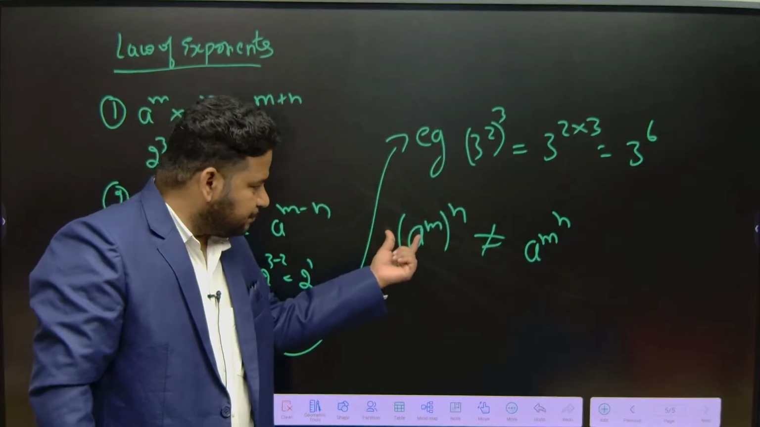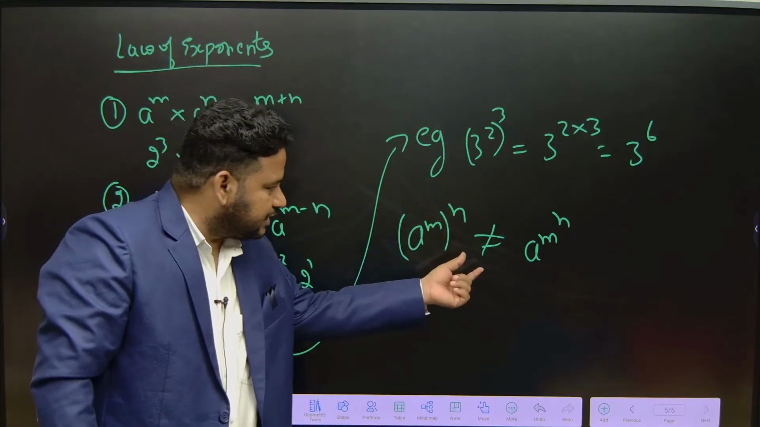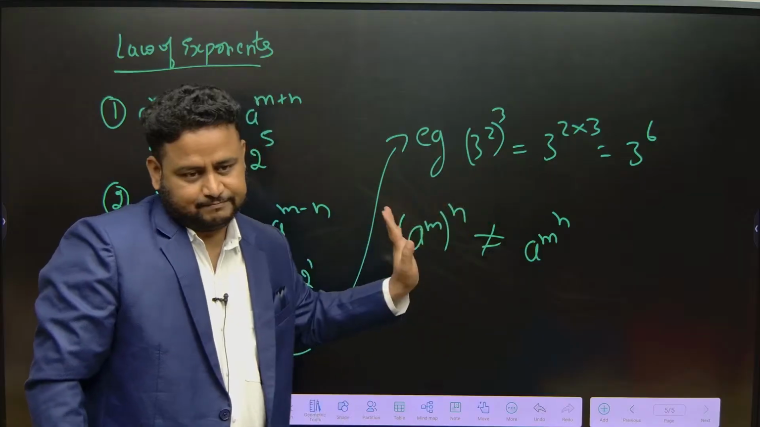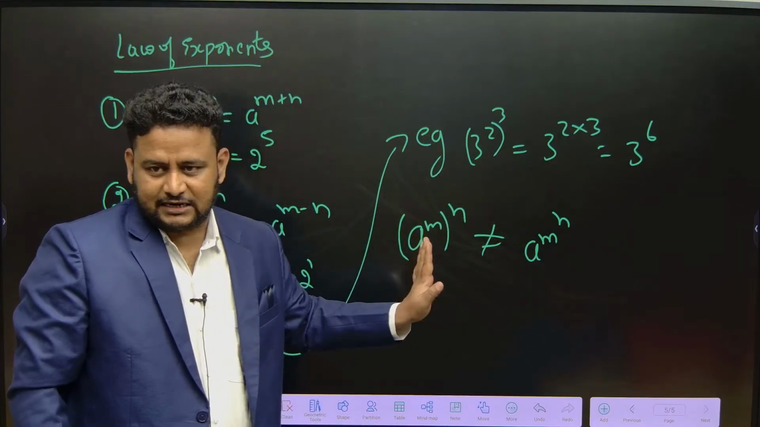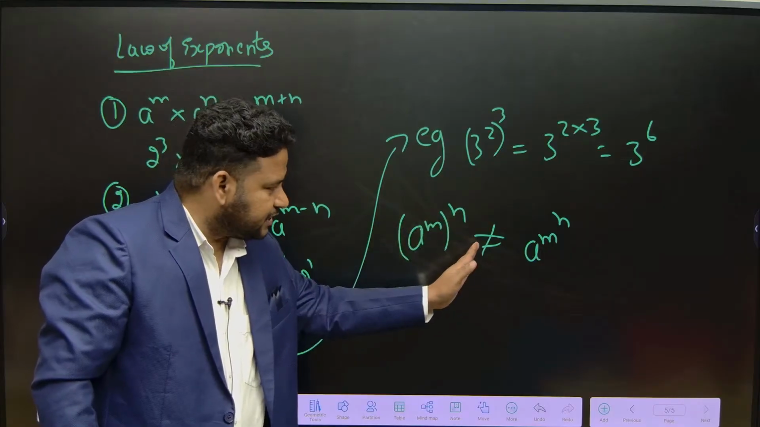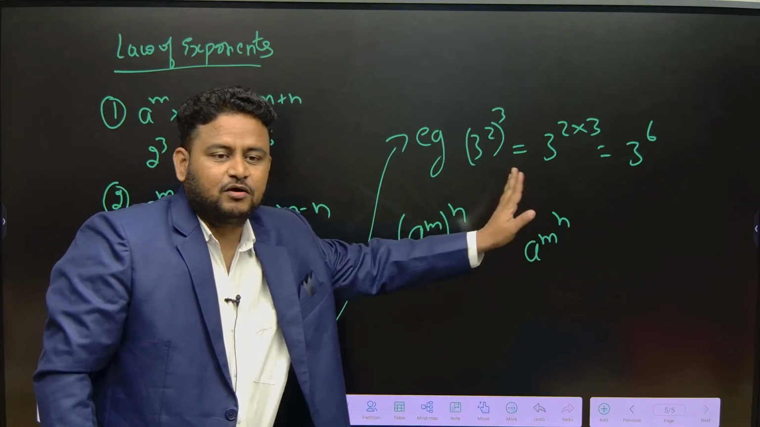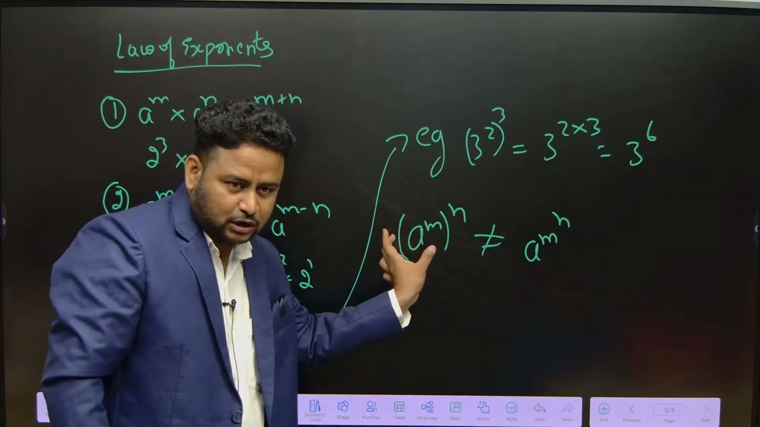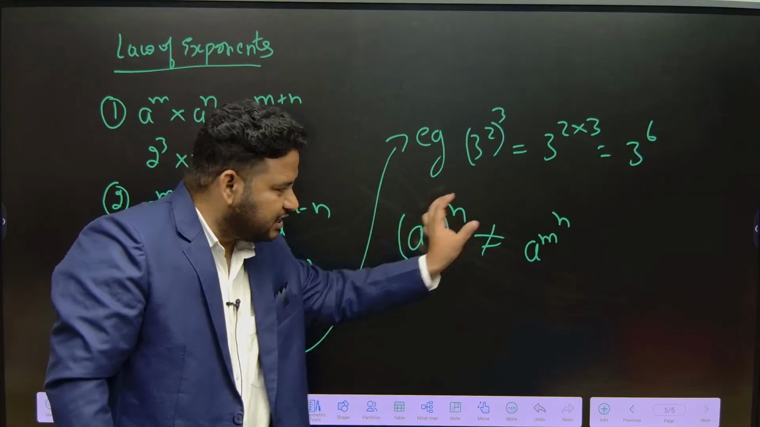(a^m)^n is not equal to a^(m^n). This is not the same. I will tell you with an example. (a^m)^n is not equal to a^(m^n). Here, if there is a bracket, this is completely different from the other.